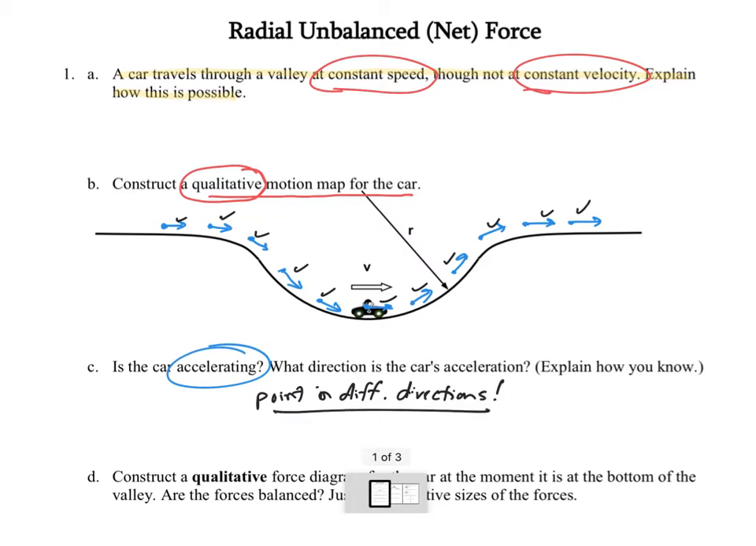I want you to answer that question, because it's going through a circle, and we know that when an object is in circular motion, the car is going in a circle in this direction, and the center of that circle is up here. We know that the acceleration is always pointed towards the center of the circle. So answer that question, and then we'll get to part D on the next slide.